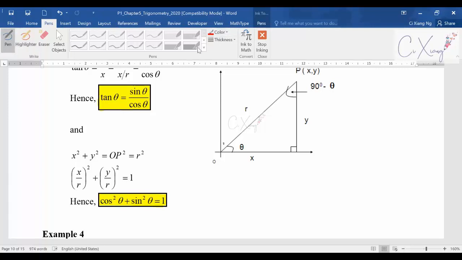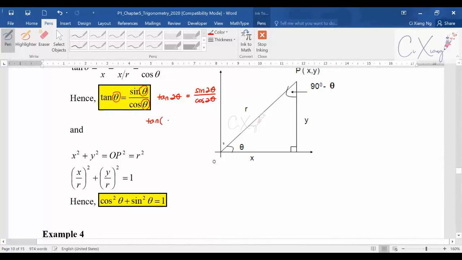You can also adjust the theta according to the needs of the question. As an example, if you have tangent 2 theta, you should know that you are able to write it as sine 2 theta divided by cos 2 theta. If the question requests tangent of x minus 90 degrees, when you want to expand it into sine and cos, you follow the angle. That means you have sine of x minus 90 degrees and cos of x minus 90 degrees.